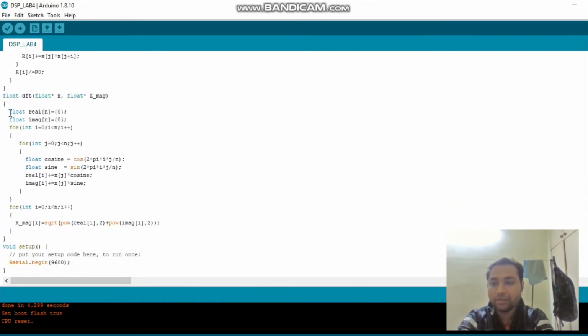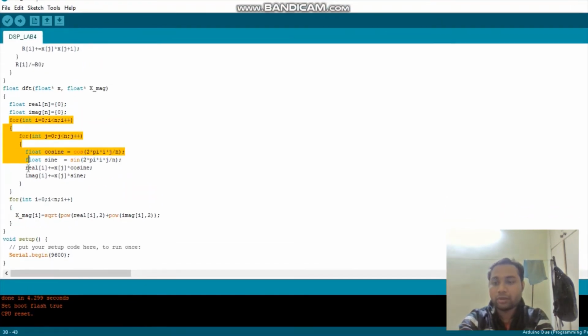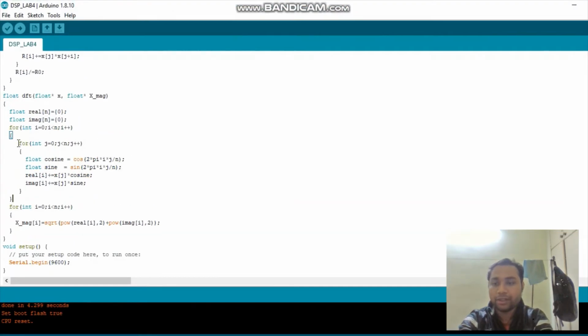This is the function that we have implemented. We will take the real part and imaginary part separately and use those for our computation. First I've calculated the real part and imaginary part in a single iteration. So first I've taken a loop for calculating it.